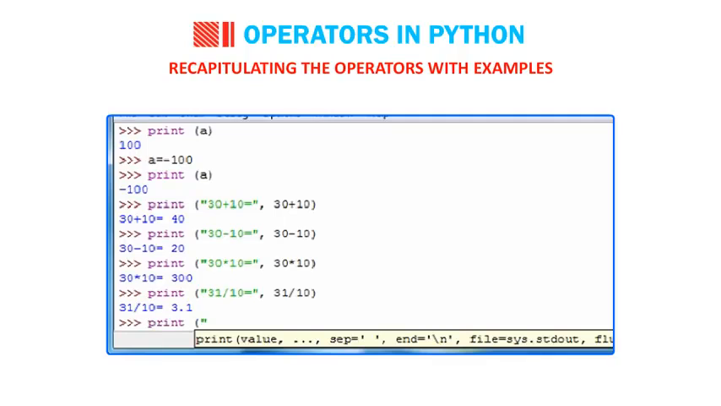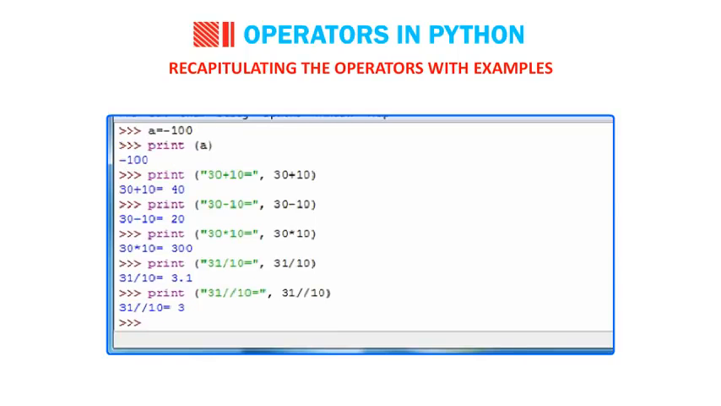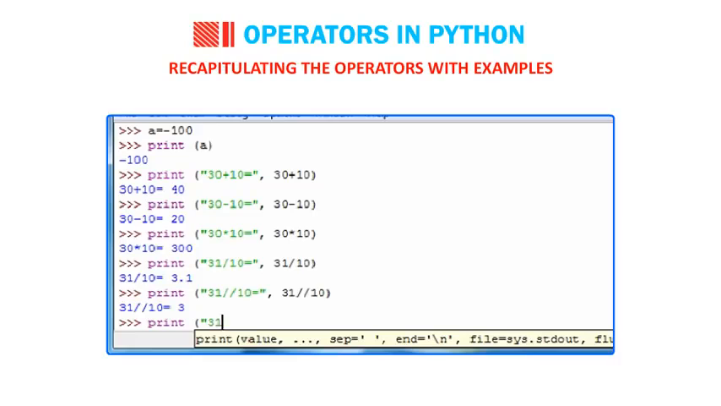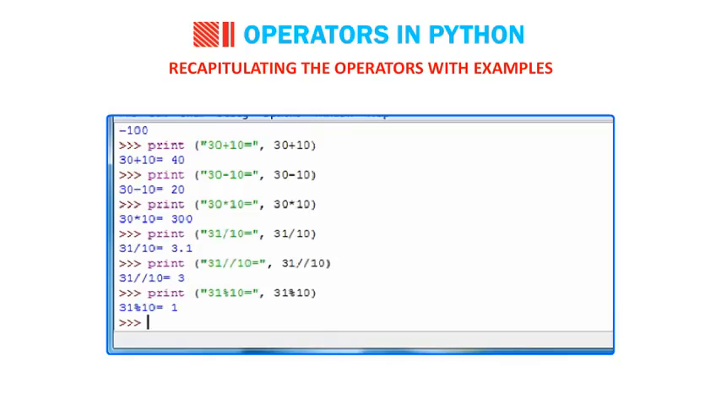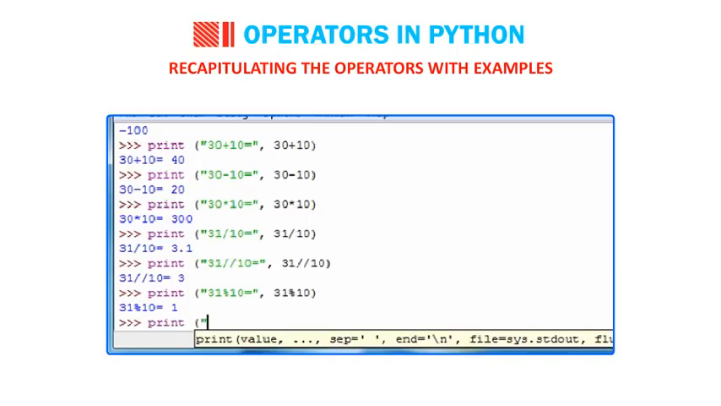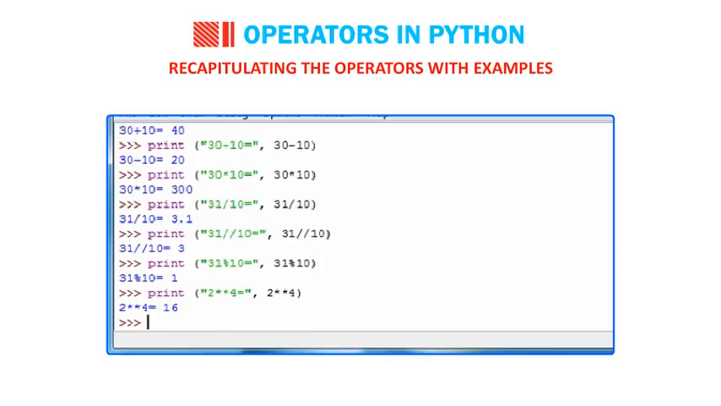print("31 // 10 =", 31 // 10). 31 // 10 equals 3. print("31 % 10 =", 31 % 10). 31 % 10 equals 1. print("2 ** 4 =", 2 ** 4). 2 ** 4 equals 16.